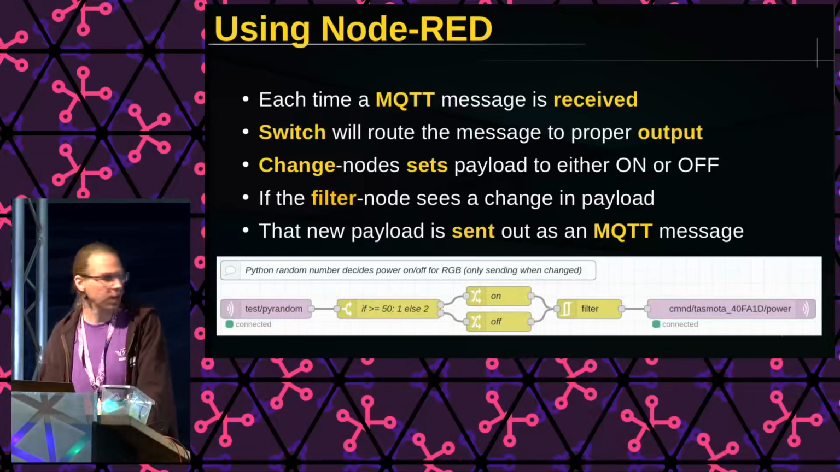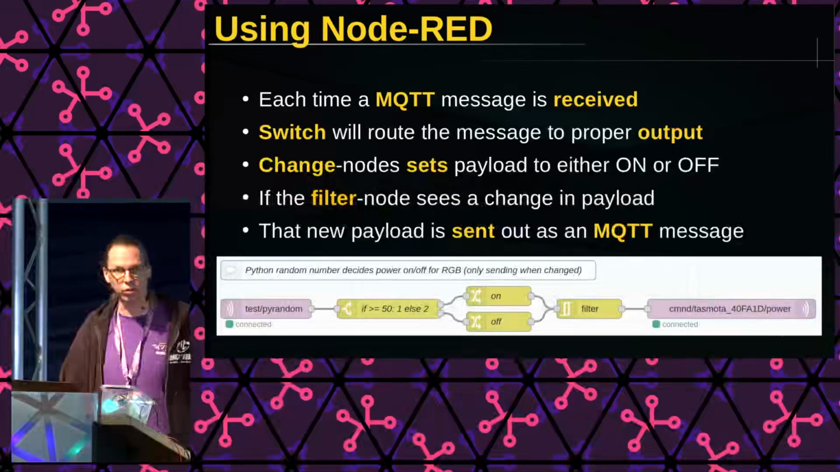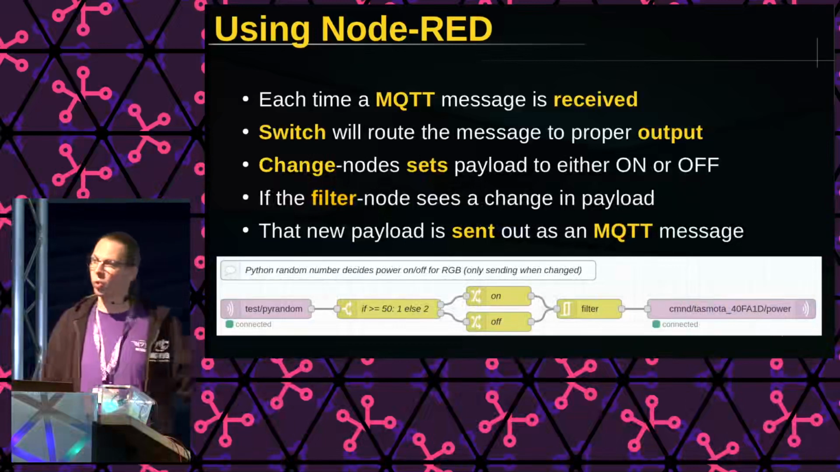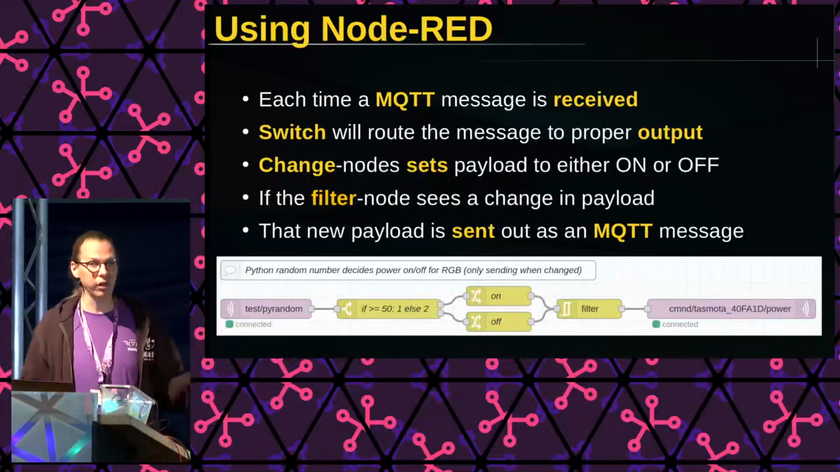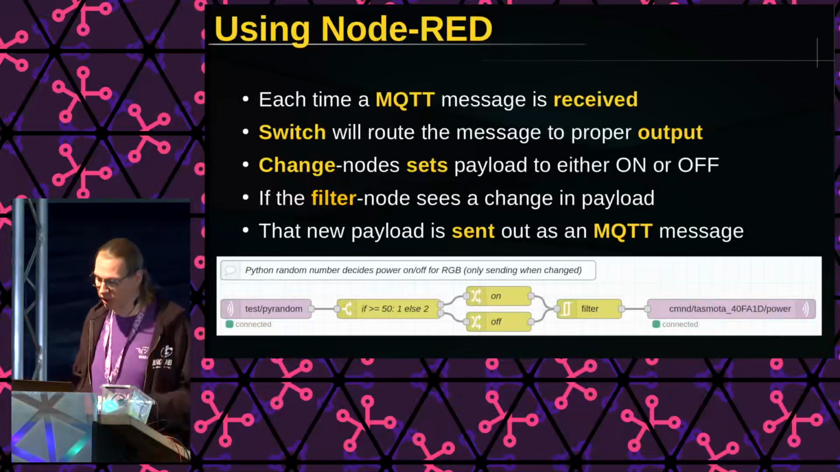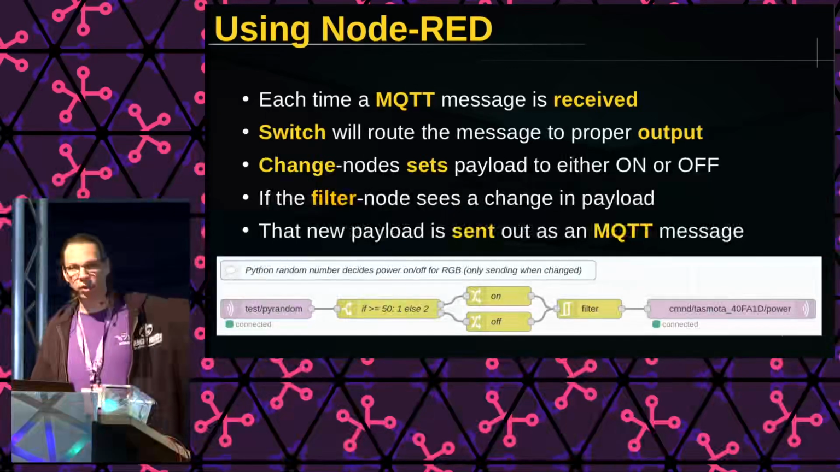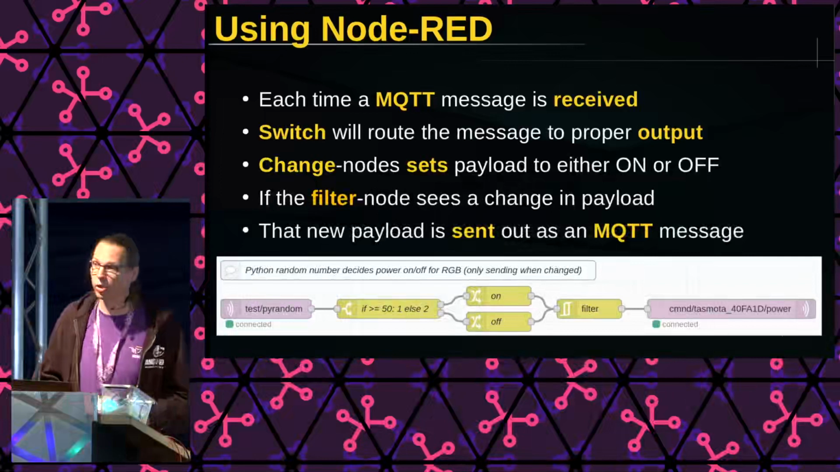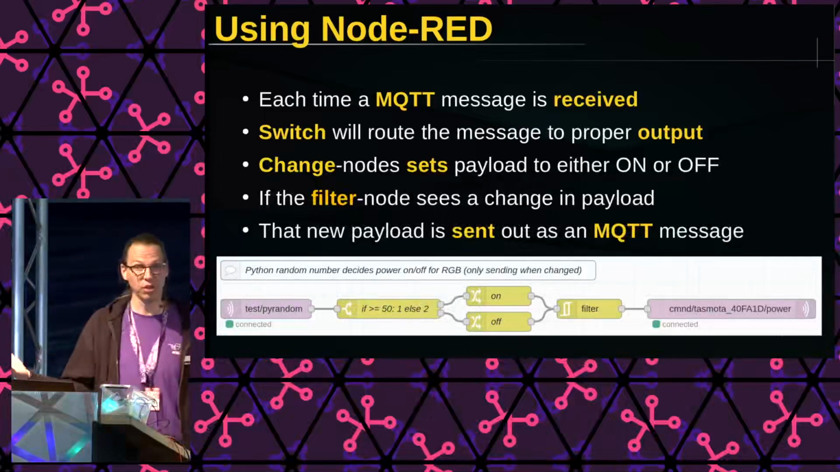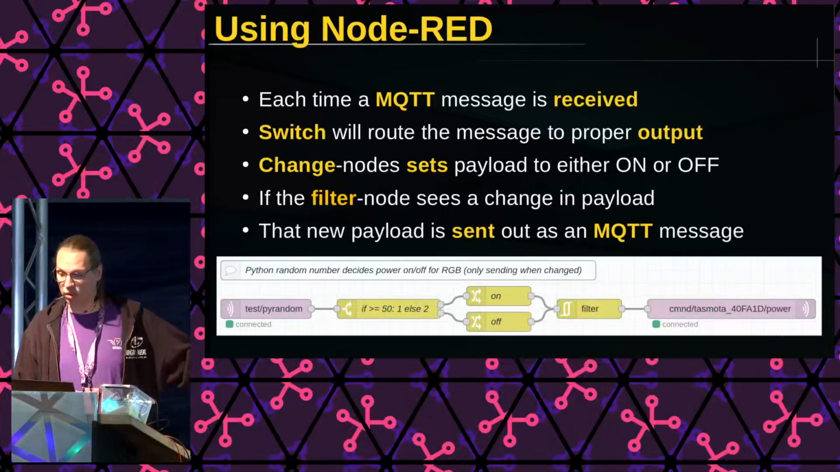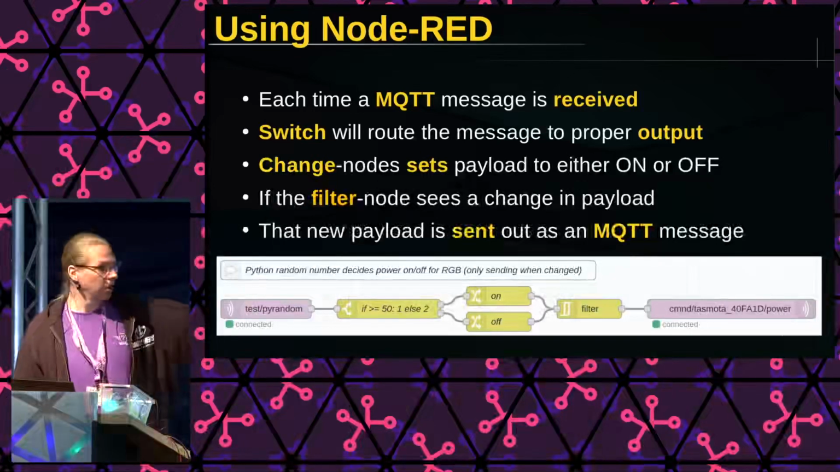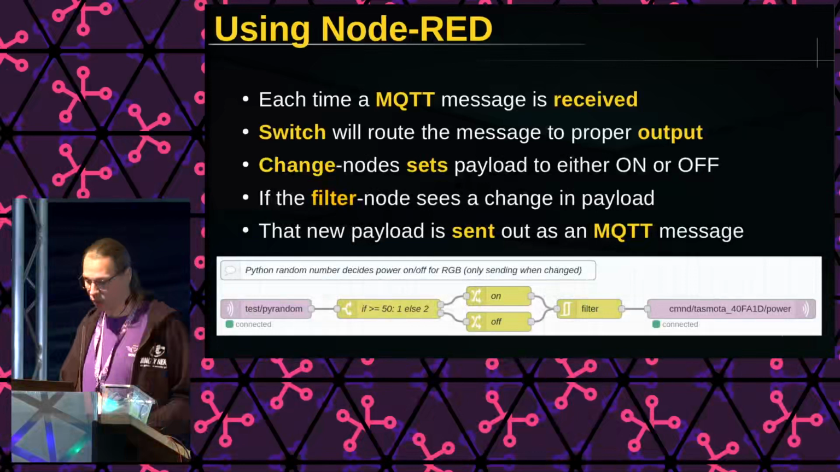Depending on that, it will set the payload from the value that came in to the word on or the word off. And if it's different than the previous time that a message was received, it'll go through the filter node up to the MQTT output node, which just does a publish on MQTT. In this case, it sends it to the power topic of this ESP.